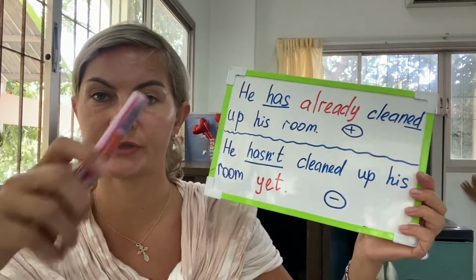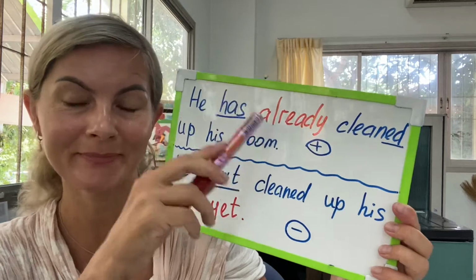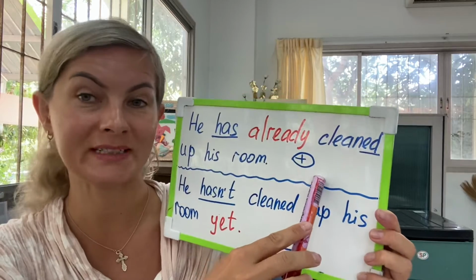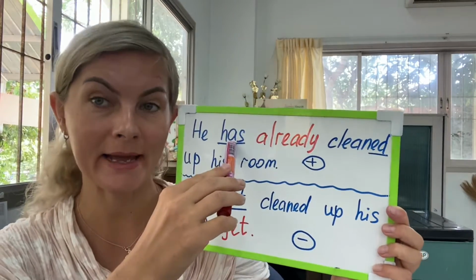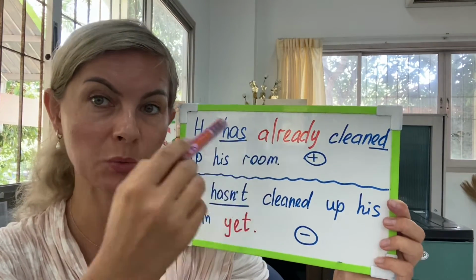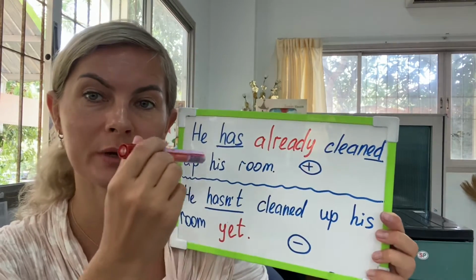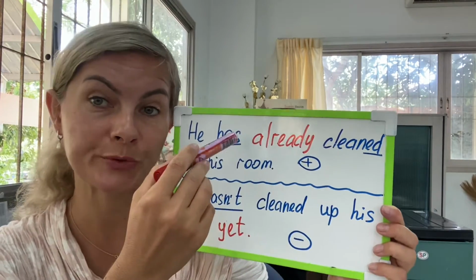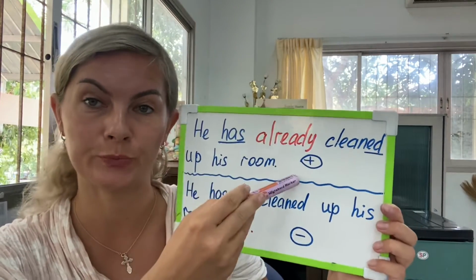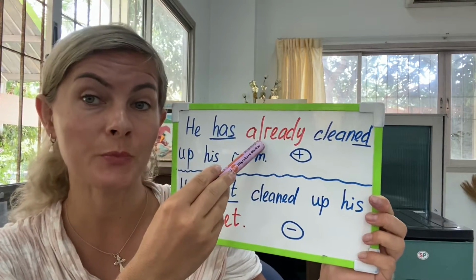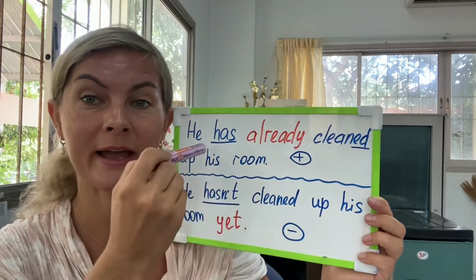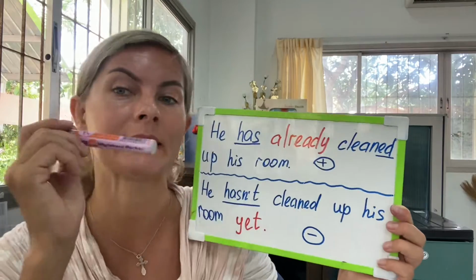For example, when we use yet and already with the present perfect, when we make positive sentences like he has cleaned up, we can put already between has and cleaned up. He has already cleaned up his room. So we put already in the middle of the sentence, between has and cleaned. If it's positive, yes, he cleaned.